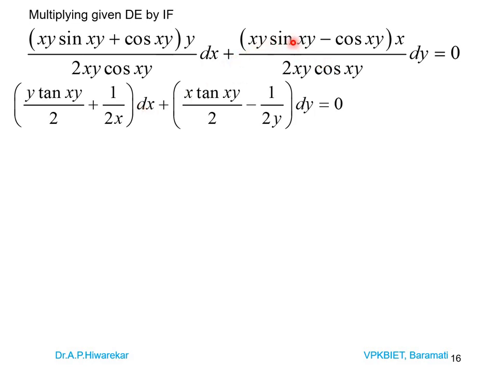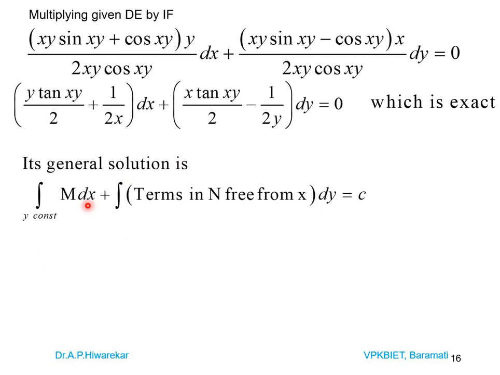From this term, sin by cos means tan, xy gets cancelled, x remains. So x tan xy divided by 2. And cos xy gets cancelled, x gets cancelled. So it is 1/(2y) dy. So we get this equation, which is equal to 0. And this is an exact differential equation. So, using the formula for the solution, the integration of M dx assuming y constant plus the integration of terms in N free from x, dy, is equal to 0.